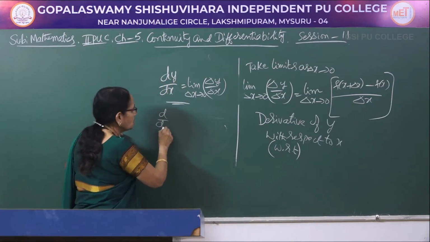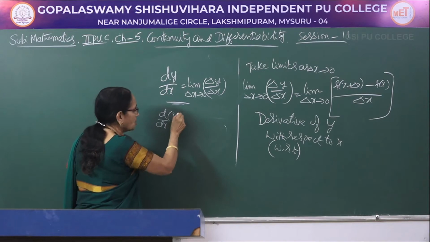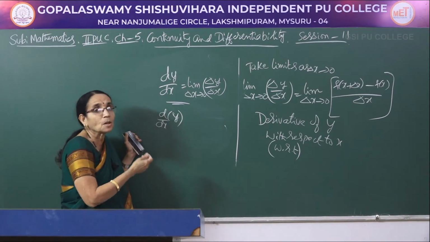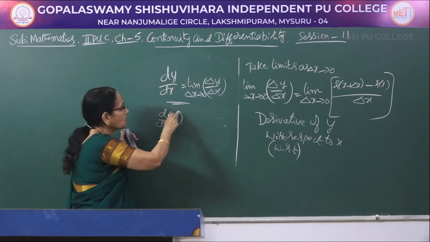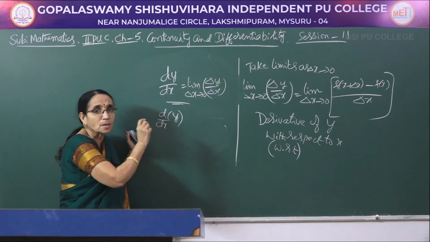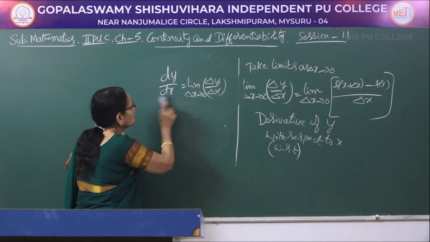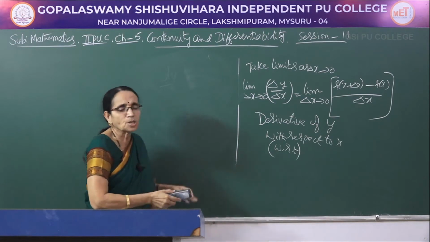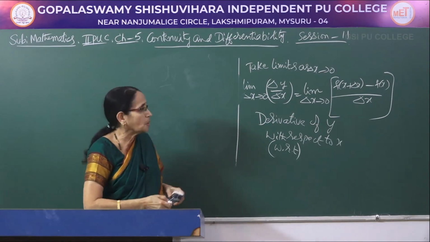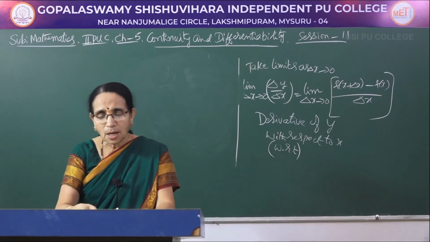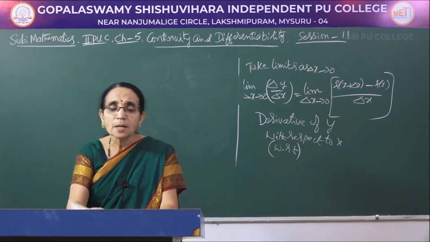See, this is d by dx of y actually. We call d by dx the differential operator also. That means y has been differentiated with respect to x. That is the meaning of that. So this is called the derivative or the differential coefficient with respect to x. So this is the procedure we adopt to get the derivative of any function.